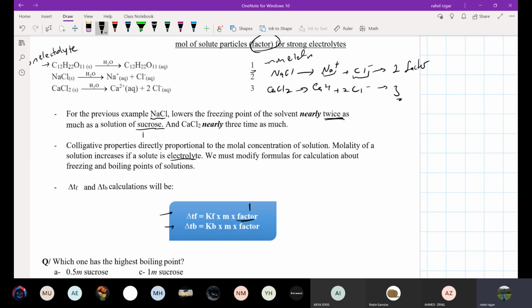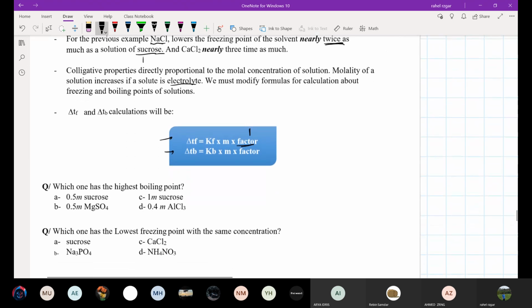Let's solve questions. First question. Which one has the highest boiling point? So what are we going to look at? Which one has the highest boiling point?